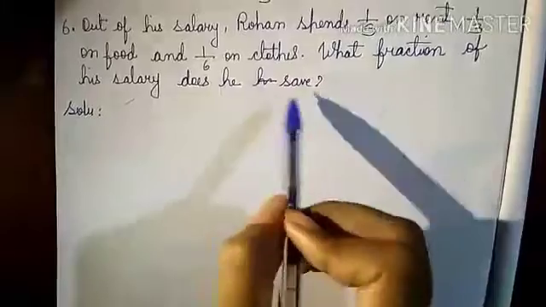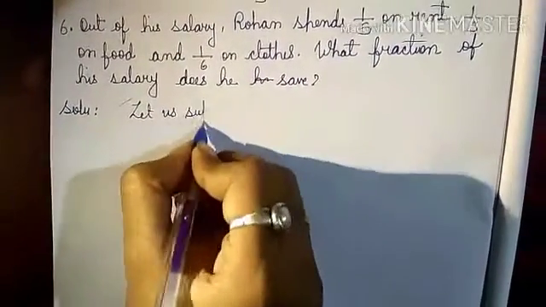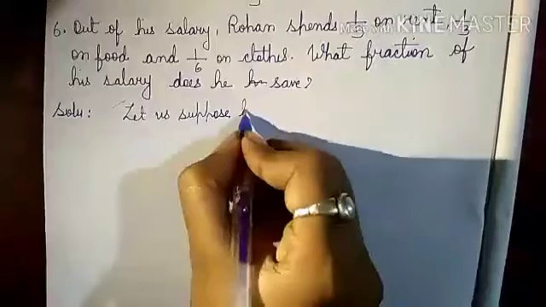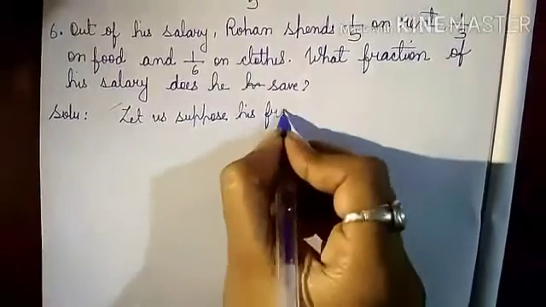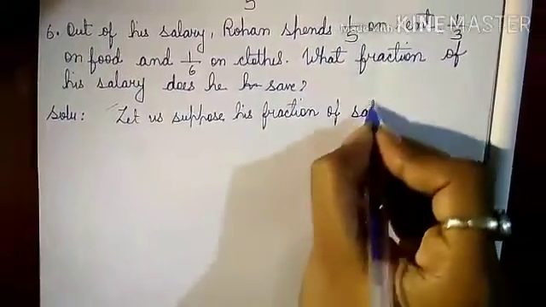Now in the next question, out of his salary Rohan spent 1 by 5 on rent, 1 by 3 on food and 1 by 6 on clothes. What fraction of his salary does he save? First let us suppose the whole salary is 1.